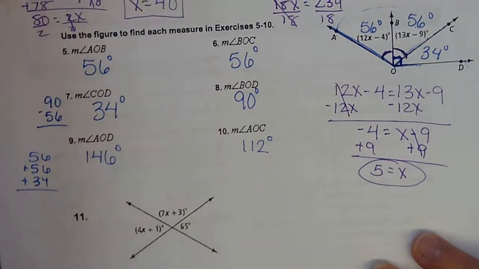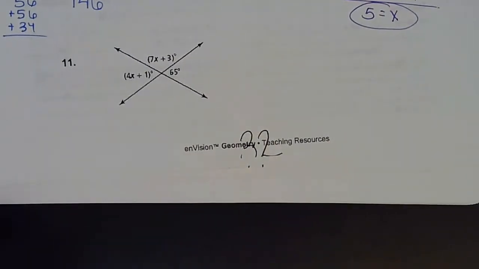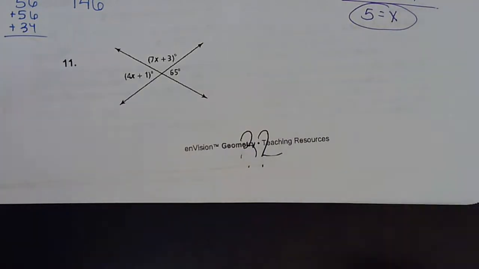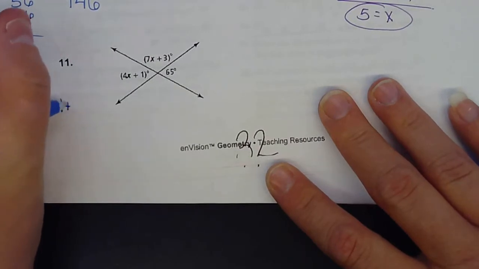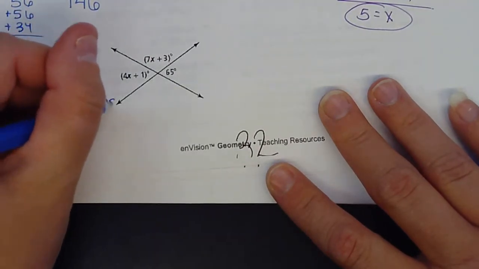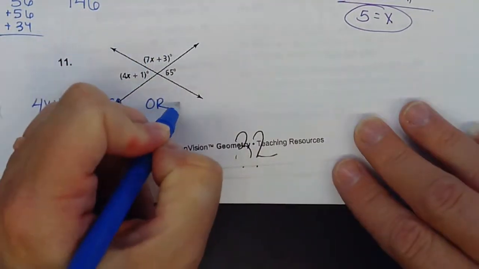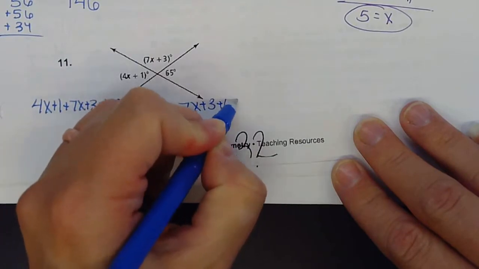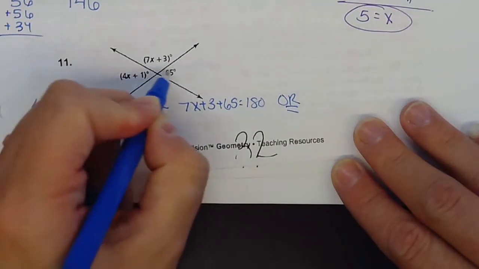Okay, number 11 here. There are 3 different ways that you can do number 11. For number 11, I want you to solve for x. And like I said, there's 3 ways to do it. You could have used supplementary angles. You could have added these two together. Set it equal to 180. Or you could have used these as supplementary angles. Or the way I would do it is I would use the vertical angles.